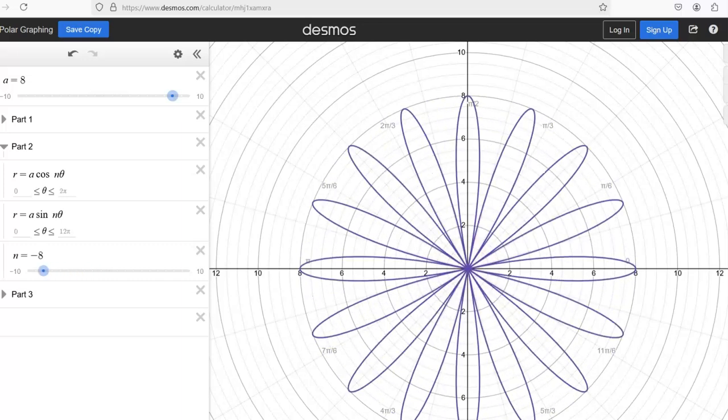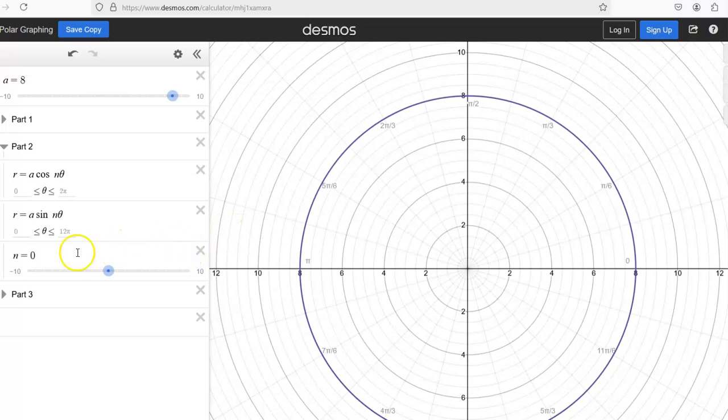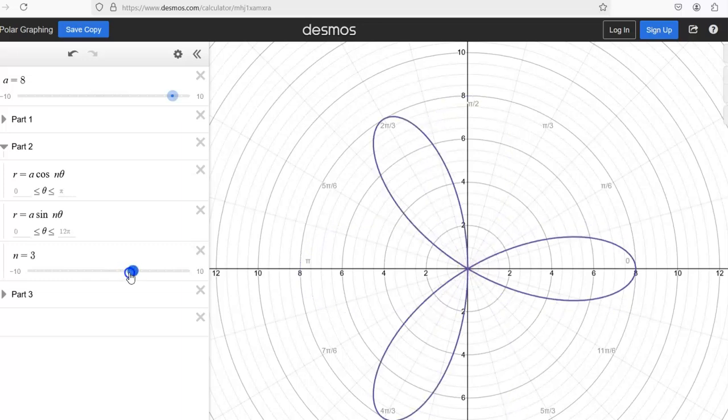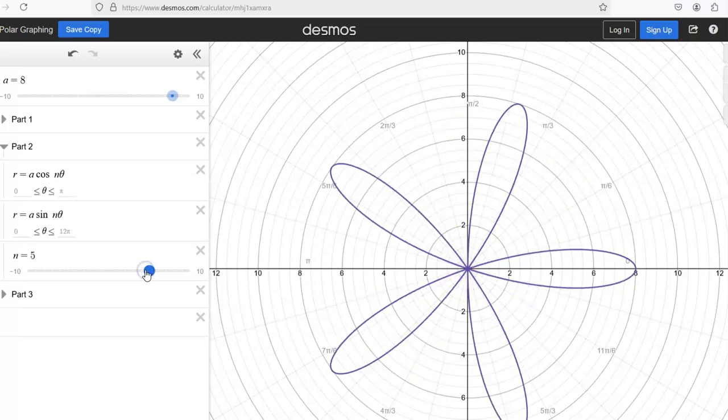So these are the kind of graphs we're getting on this. I'm going to pause it right there. So if it's 0, we just get this look right here. So what happens when n is 2? Notice how many petals there are. So we got 4 petals. What about when it's 3? There's 3 petals. When it's 4, there's 8 petals. When it's 5, there's 5 petals.